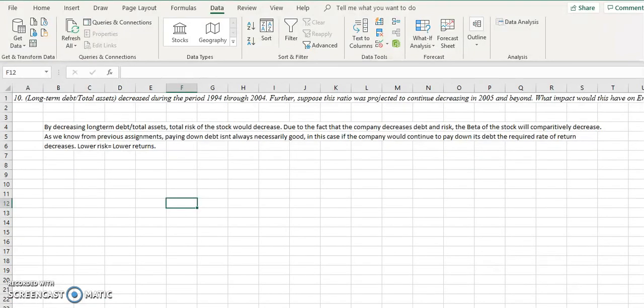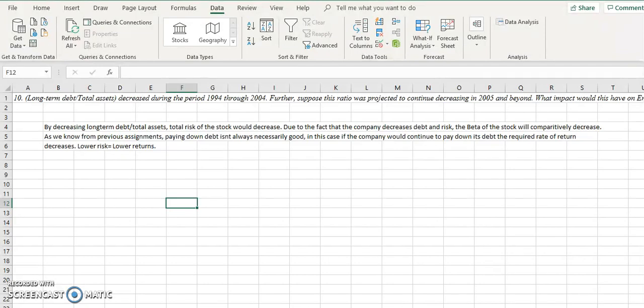It asks us what would happen if we decrease the long-term debt to total assets ratio, and if we would continue on a similar trend moving forward. Essentially, by decreasing the long-term debt to total assets ratio, the total risk of the stock would decrease. Due to the fact that the company decreases debt and risk, the beta of the stock will comparatively decrease as well. As we know from previous assignments and the previous slides, paying down debt isn't always necessarily good.